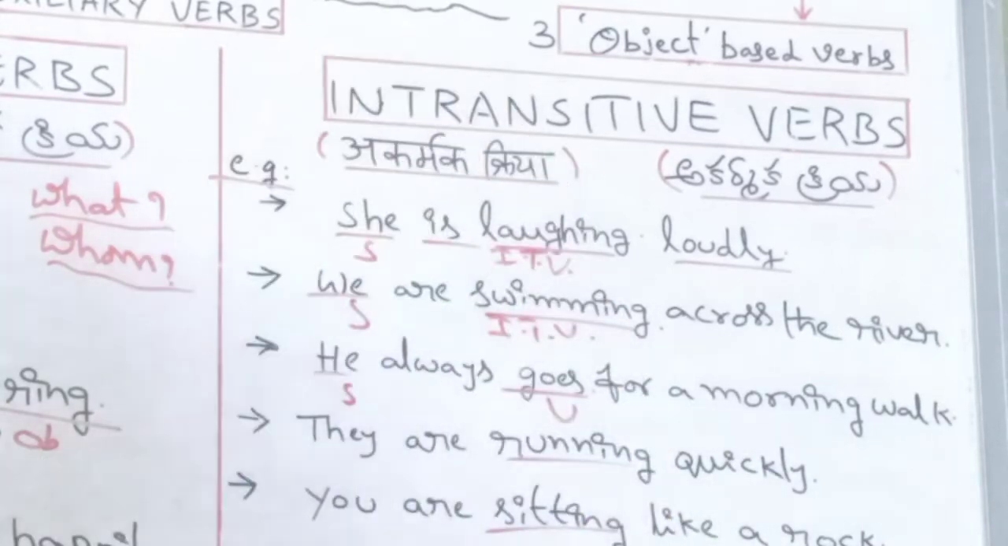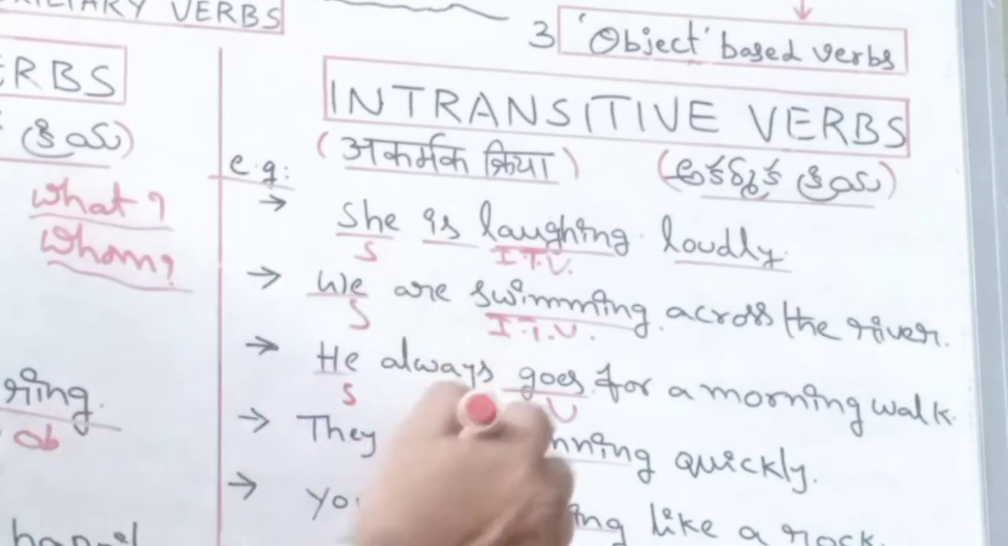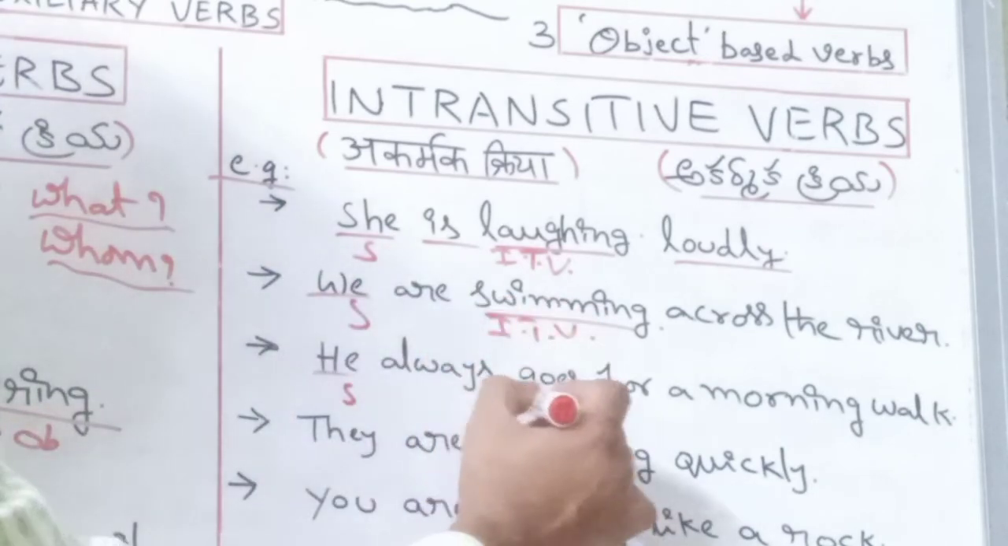Stop here at the main verb. He always goes for a morning walk. He always goes. Goes what? He always goes what? Question is meaningless. He always goes whom? Question is ridiculous. So there is no answer. There is no object. So the verb goes also becomes an intransitive verb.